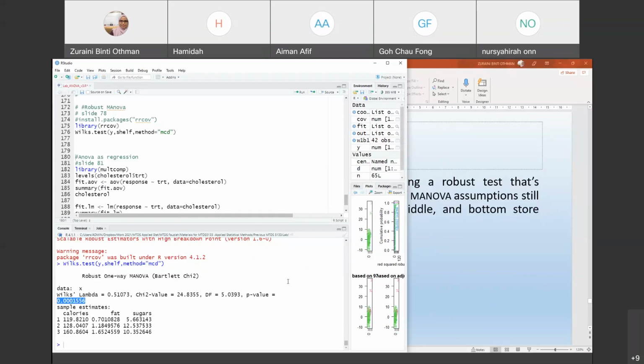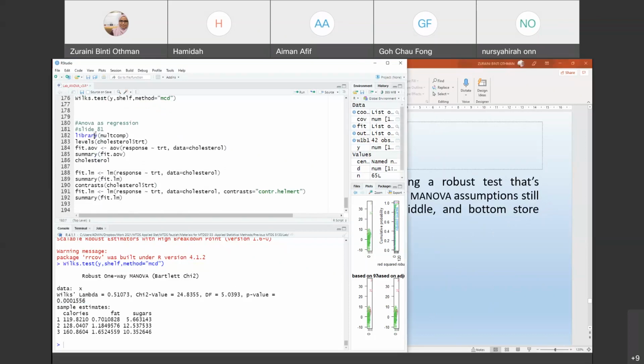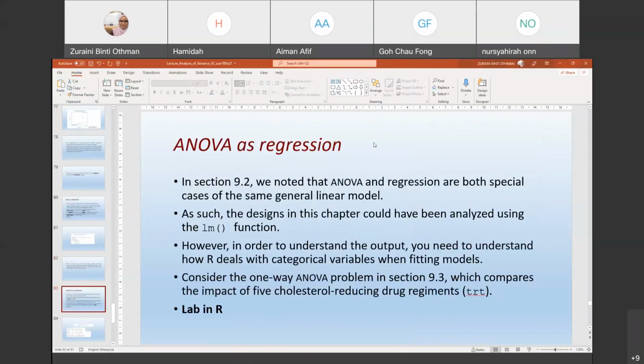Okay, and ANOVA as a regression here. We want to use the multcomp library. In section 9.2, we noted that ANOVA and regression are both special cases of the same linear model. And we are using this function to analyze this design.